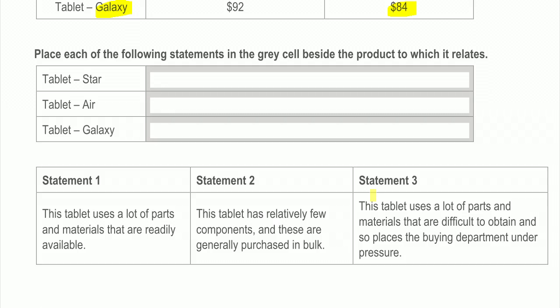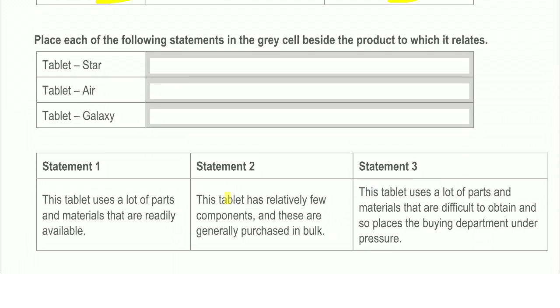So here we've got the activity-based costing measures of what's going on with the procurement costs for the 3 different tablets, the Star, the Air and the Galaxy. And we've got 3 statements here, and we need to decide which statement best fits which tablet. So this tablet uses a lot of parts and materials that are readily available. This tablet has relatively few components, and these are generally purchased in bulk. And this tablet uses a lot of parts and materials that are difficult to obtain, and so places the buying department under pressure.